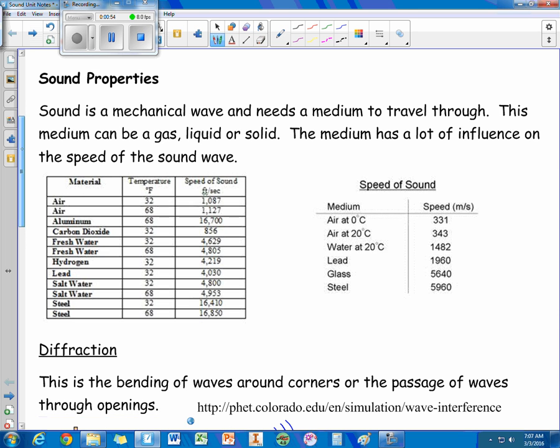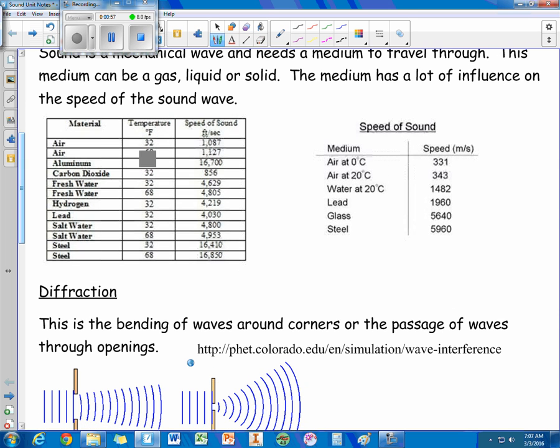So here we see a table, and it kind of commits the sin here. It uses temperatures in Fahrenheit, but it gives us the velocity of sound through different mediums. And notice that as we go from 32 to 68 degrees Fahrenheit, the speed goes from 1,087 feet per second to 1,127 feet per second. Also notice that as we go down, we then get into some solids, some liquids, and just take a look at some of these velocities.